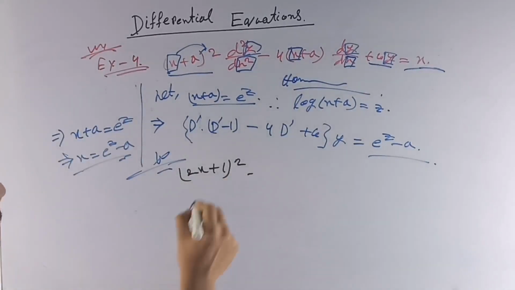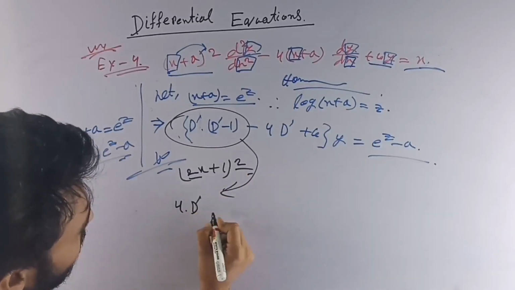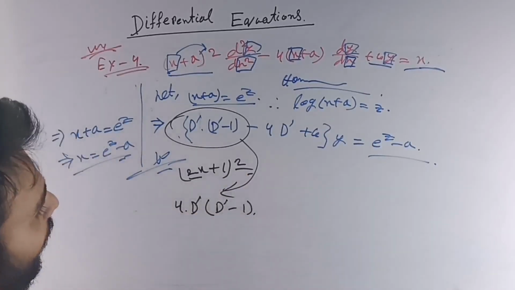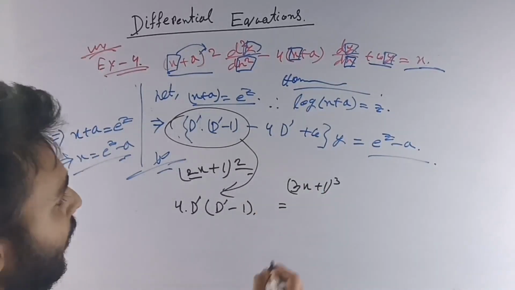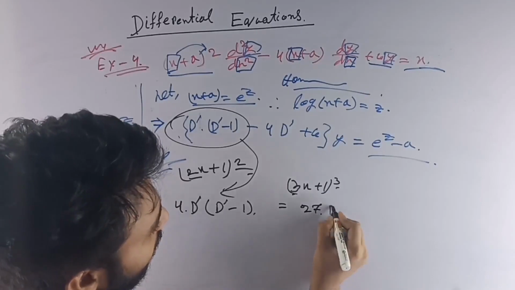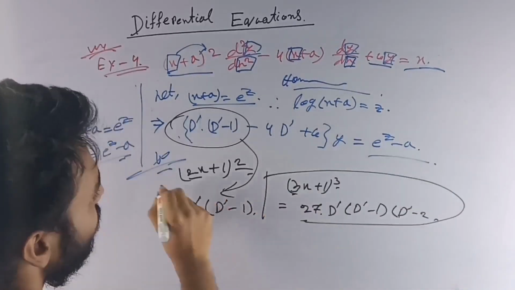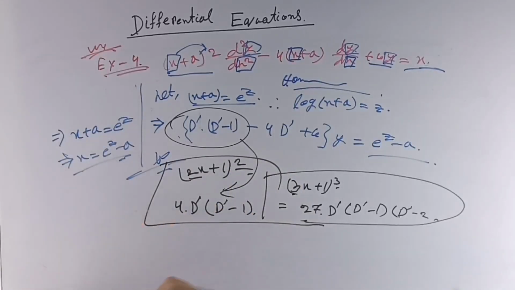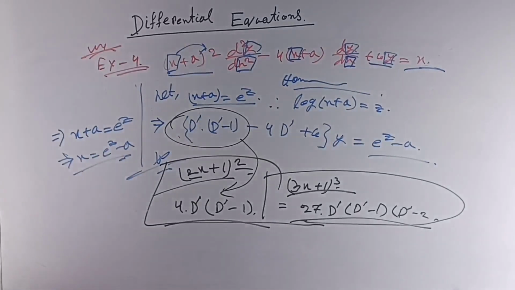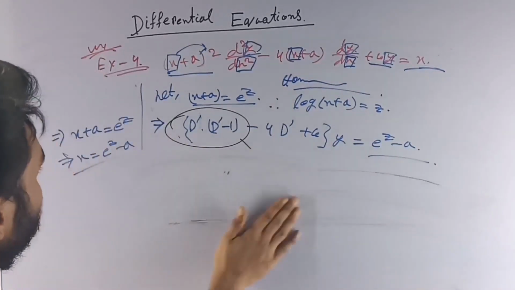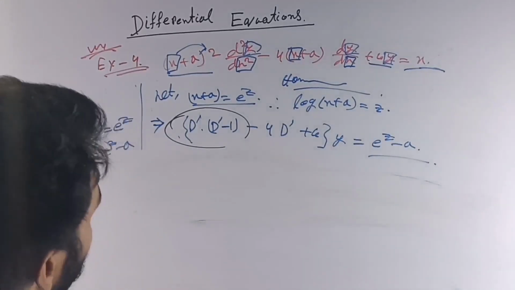So first of all, as well you have the (2x plus 1) whole square, that means 4 D naught times of D naught minus 1. If you have (3x plus 1) whole cube, that means 3 cube, that means 27 of D naught times of D naught minus 1 times of D naught minus 2, that's it. That's very easy, interesting and important. You have that, all of that. I take also x plus a, you have that. Okay, so take a screenshot of that function.